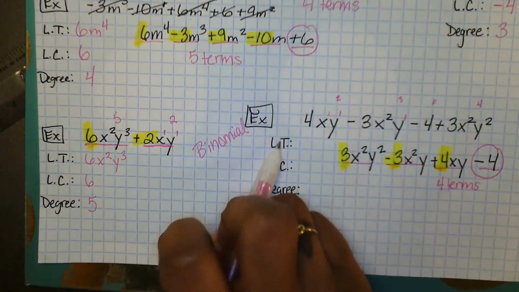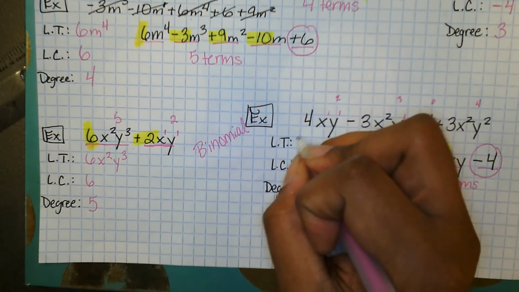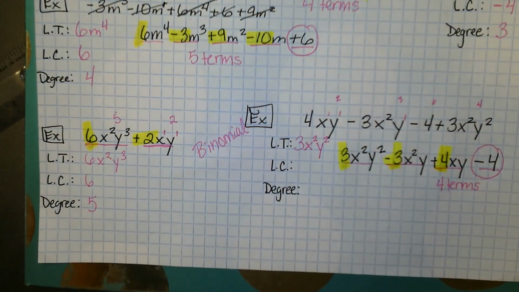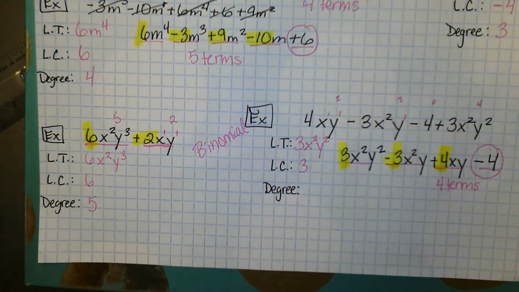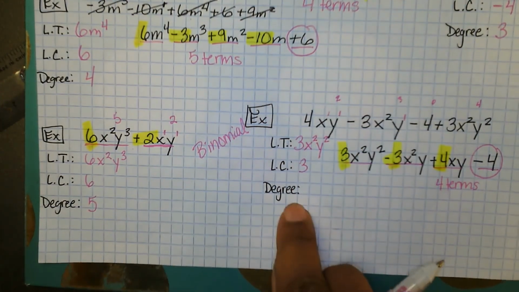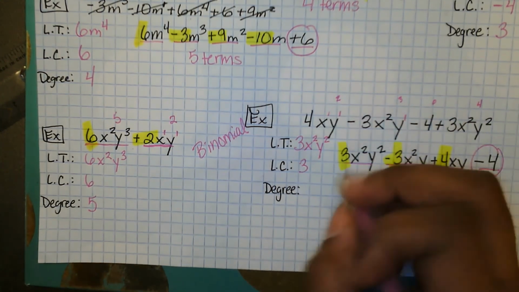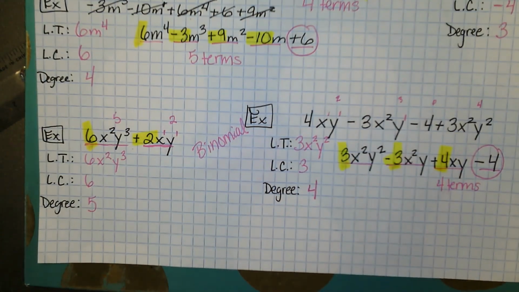And then let's identify these 3 parts. The leading term, after we rearranged it, was 3x squared y squared. The leading coefficient is just the coefficient of the leading term, which is 3. And the degree: remember, to find the degree of a term, we have to add the exponents if there's more than one variable. So 2 plus 2 makes 4. So the degree of this polynomial is degree 4.